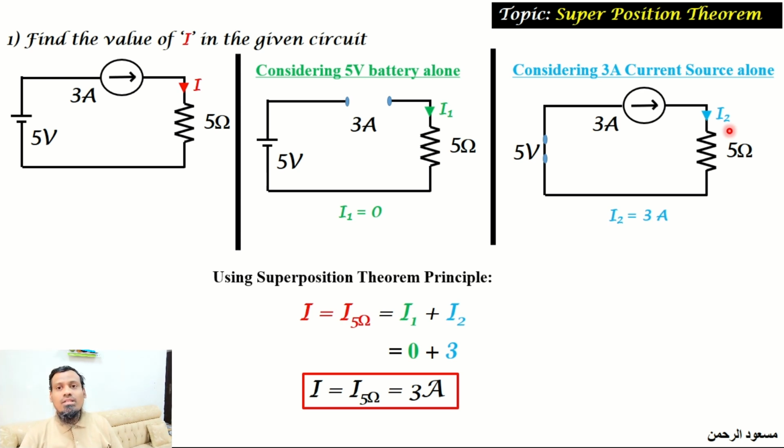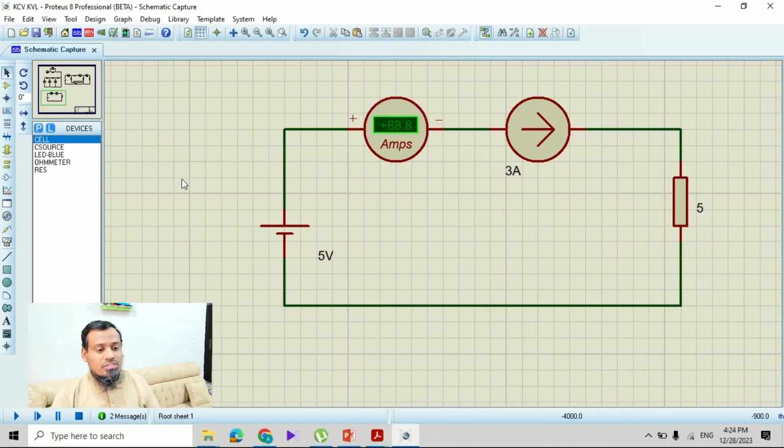Now we will go into Proteus and plot the given circuit. The given circuit was plotted in the Proteus software with an ammeter included to read out the current through the 5 ohm resistor. Just by running the simulation, the current through the mentioned 5 ohm resistance is 3 amps in the software simulation, which correlates with our manual calculation.